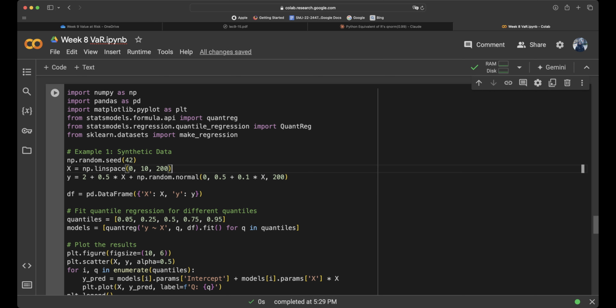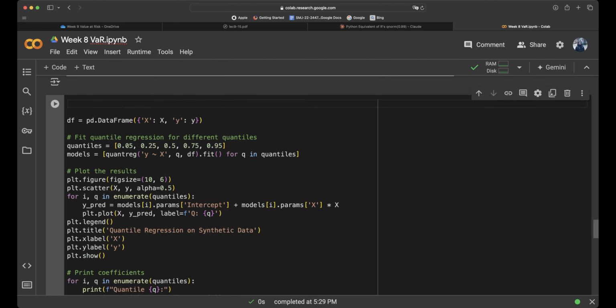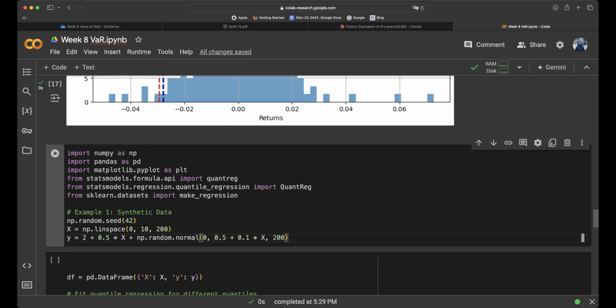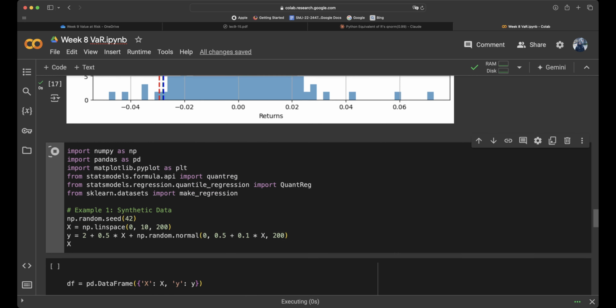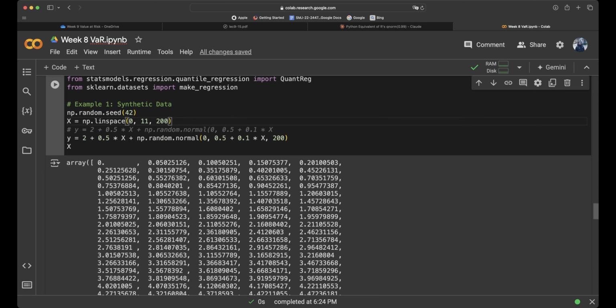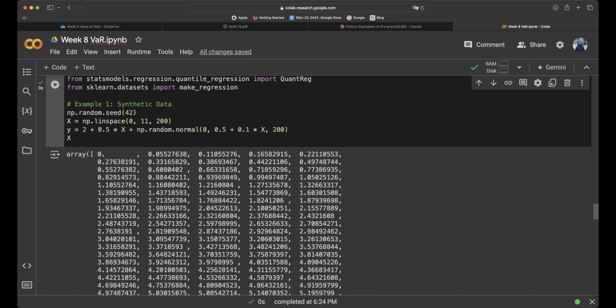I can show this one. Let's cut, and then let's see x. Then x looks like this one. It's linspace between 0 and 10. It divides this into 200. How about 11? No, not. Okay, so let's stick to 10. So between 0 and 10, it divides into 200.